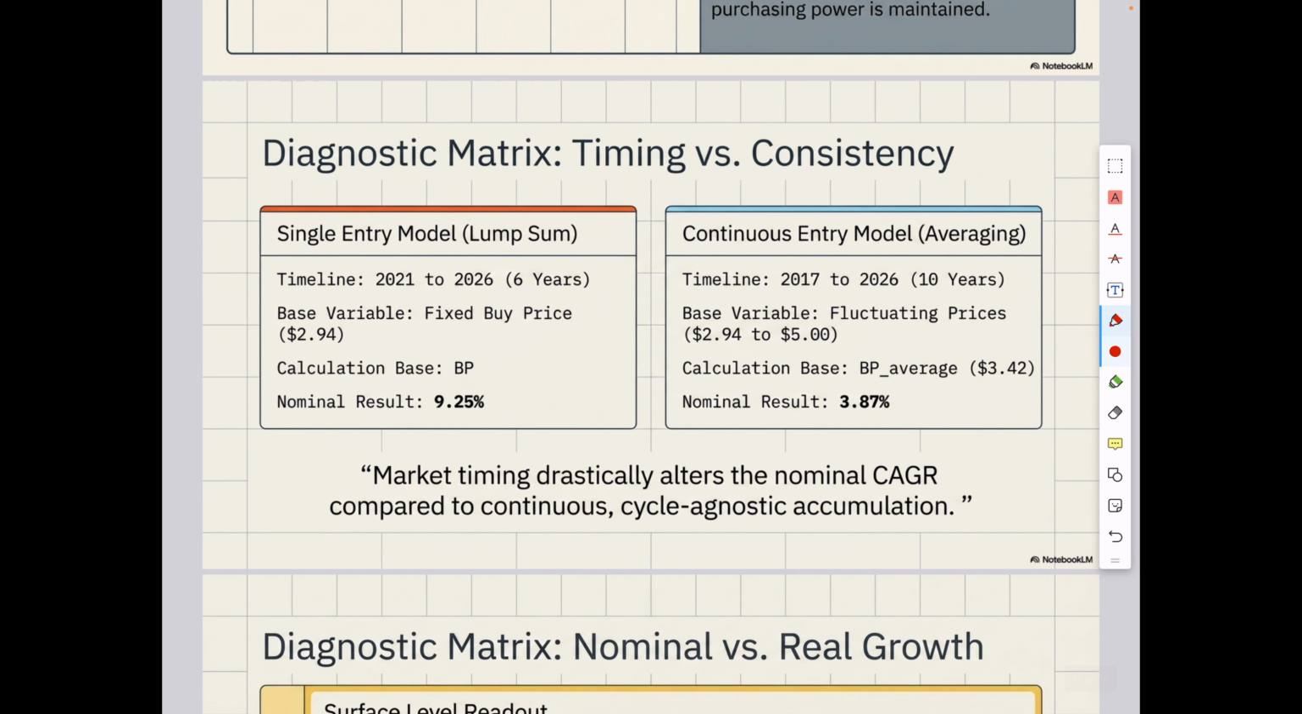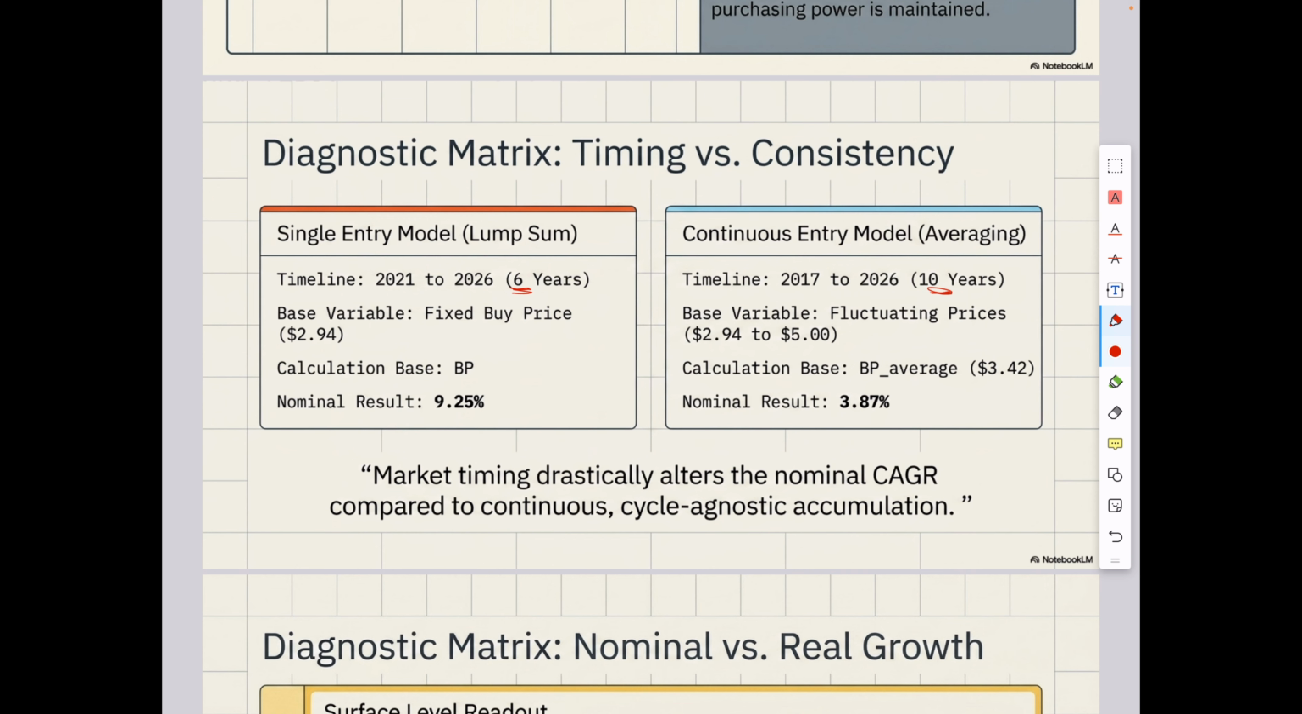But if I do a continuous entry model where I do averaging over 10 years, I'm sorry that this data is 6 and this data is 10, but for illustration purposes, you get what I mean. My nominal result becomes lower than what I have in the lump sum, but that is actually fine, because that's the thing about investing. You want to consistently, with discipline, invest in the market every year, right? So which one do you prefer?